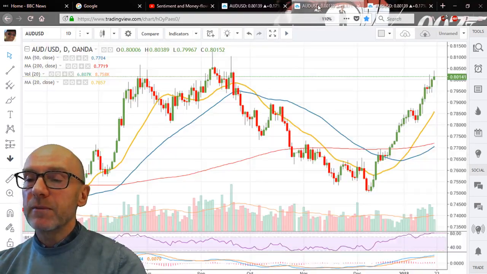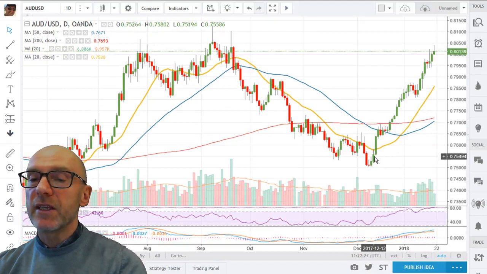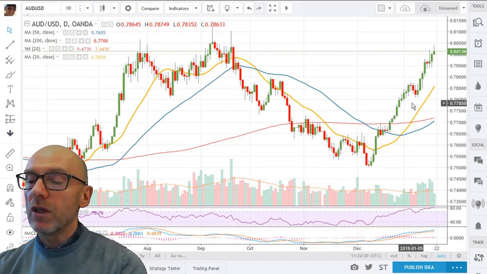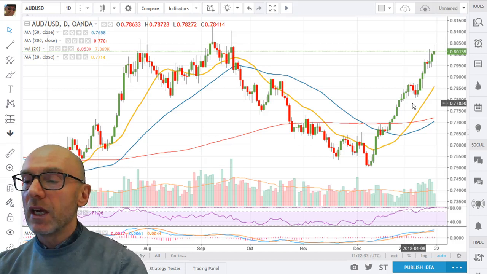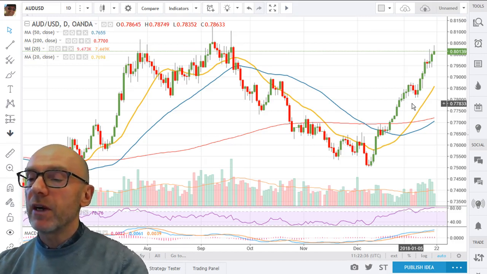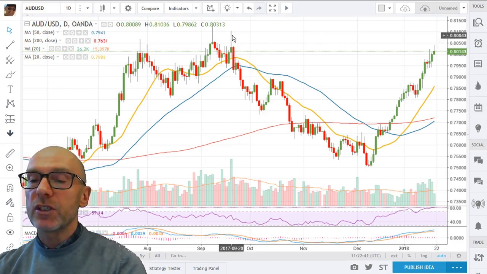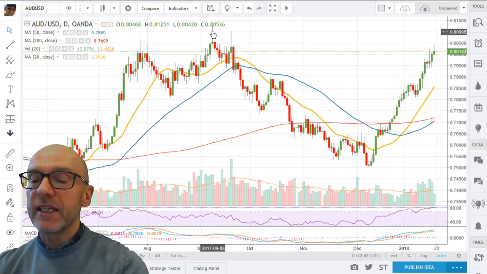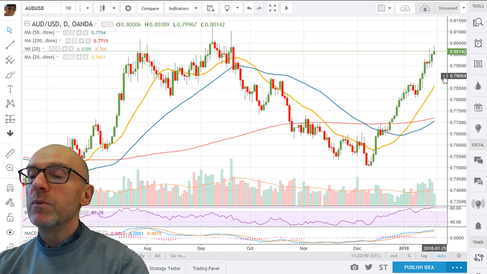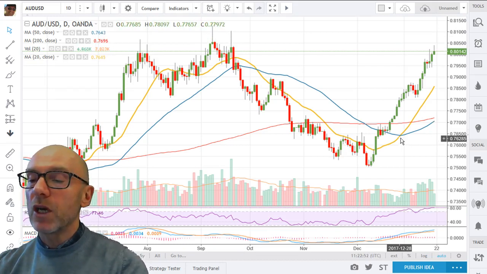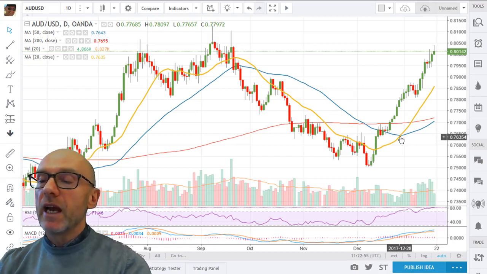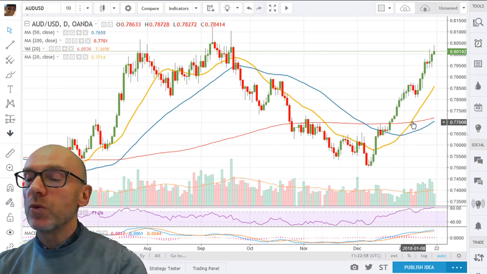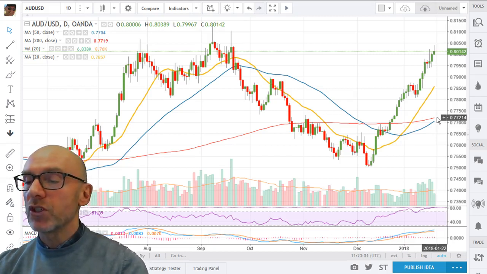On the daily, you can see the movement that we've had on the Aussie dollar over the last 3 weeks. Tremendous move from 0.755 up to 0.8013, where we are at the moment. You can see the resistance points, which I'll give you the exact levels later, from the 20th and the 8th of September. Moving averages moving up well. We've had a golden cross on the 20 crossing the 50, and we've now had it on the 20 crossing the 200. The 50 will cross the 200 in the early days of next week.